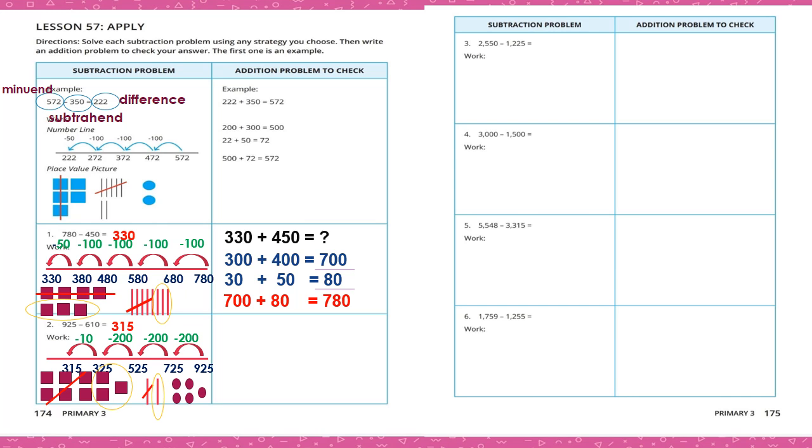To check your answer, on the other side, make the difference plus the subtrahend. 315 plus 610, when you get 925, the difference is correct. Your answer is correct. By the same way, 300 plus 600 equals 900. 15 plus 10 equals 25. Put them together. So the result is 925.